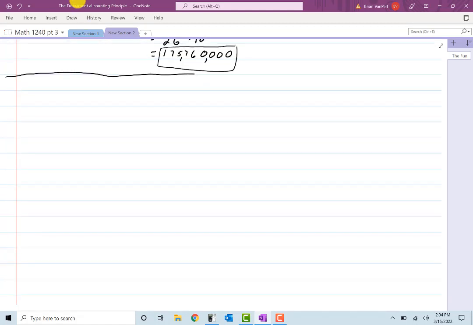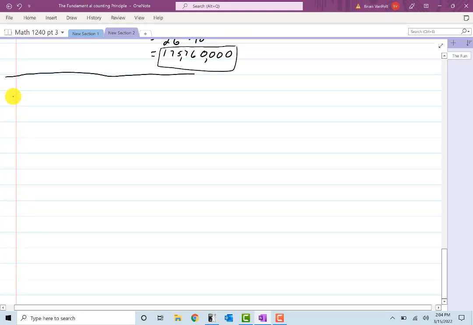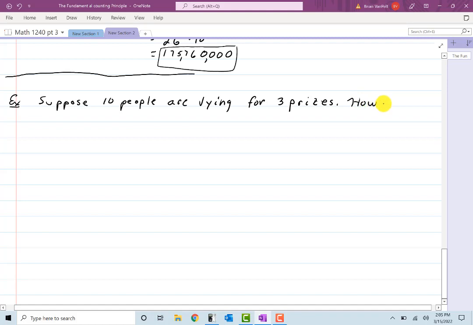We can also modify our counting even for dependent events. So consider, suppose 10 people are vying for 3 prizes. How many possible outcomes are there?